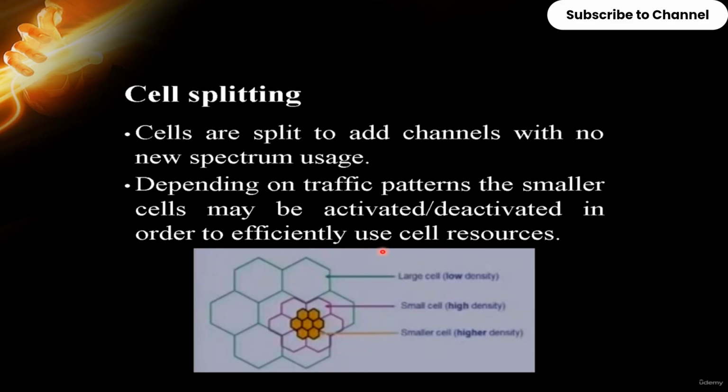So this is a large cell, the first thing is a larger cell, and the second thing is a smaller cell, and the smallest cell is inside the cell. So larger, small, and smaller.